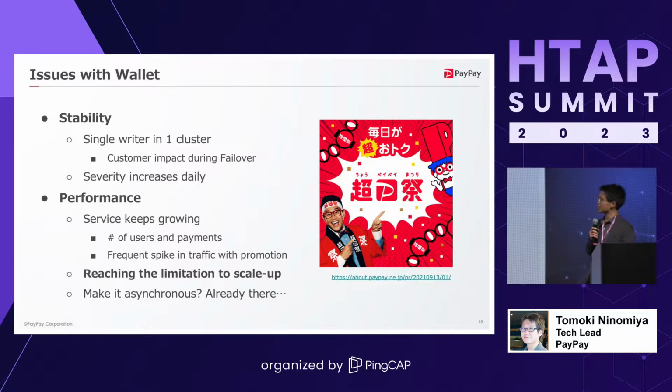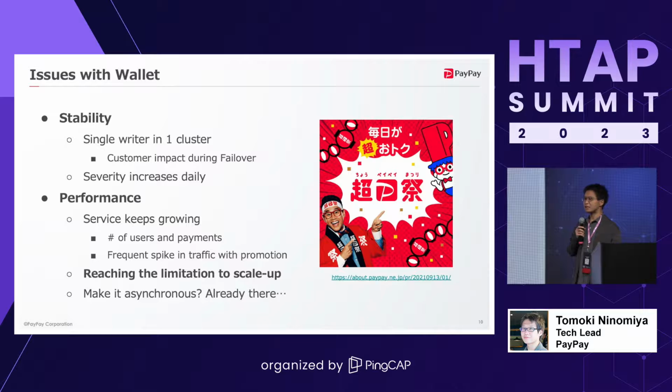And another perspective is performance. Since the service keeps growing, we can understand this in two ways. The first one is that the number of users and payments are increasing. And another point is frequent spikes in traffic with promotions. Customers tend to make payments at the beginning of a campaign and the end of a campaign, so we can expect spikes in traffic.